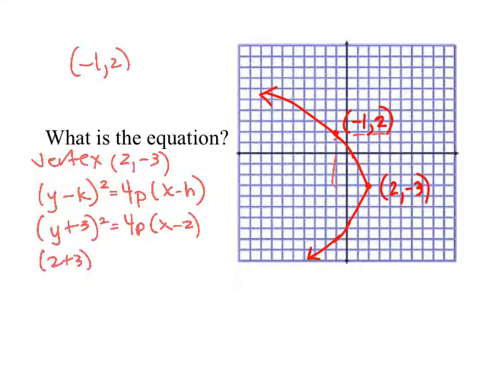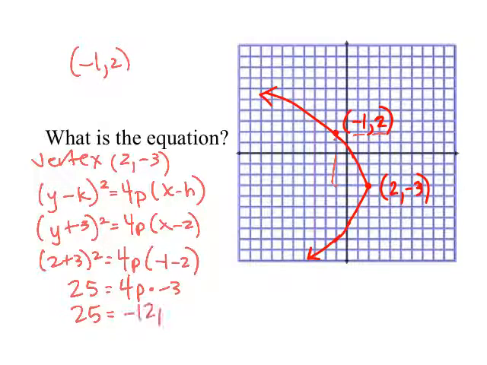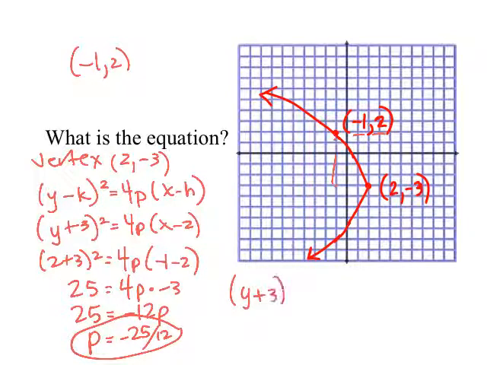2 plus 3 squared equals 4p times -1 minus 2. And so we end up with 25 equals 4p times -3. So it's not very pretty, but we end up with 25 equals -12p, or p equals -25 twelfths. Ick. Well, regardless, that's what p is. So now we can write our equation. Our equation is y plus 3 quantity squared equals 4 times negative 25/12, which we'll simplify in a moment, times x minus 2.